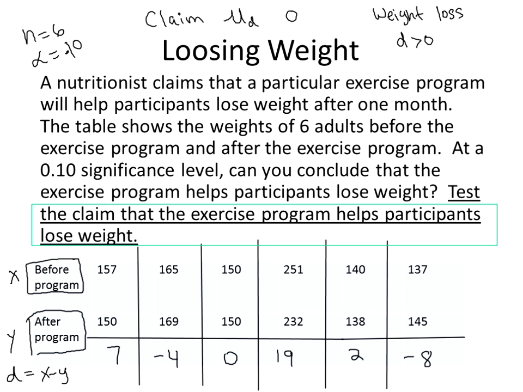All right, so test the claim that the exercise program helps participants lose weight. Notice that the participants who lose weight have a positive difference. So that's why I have to use the greater than symbol. So the parameter that we're looking at is greater than 0. So if it's greater than 0, that represents the individuals who lose weight. Because of our definition for our D, which is our differences, we say X minus Y. So that's the very first, this is very important to keep track of. What is our claim?